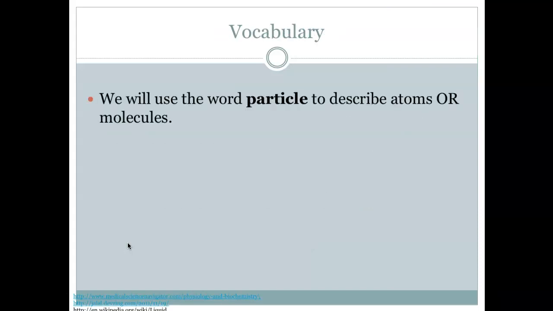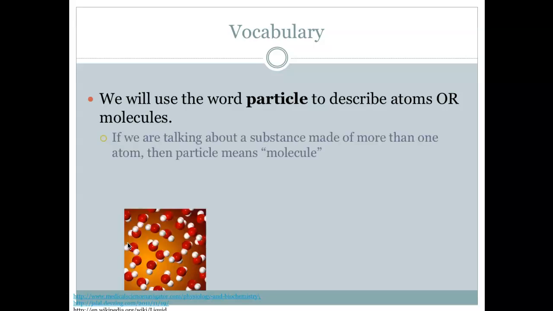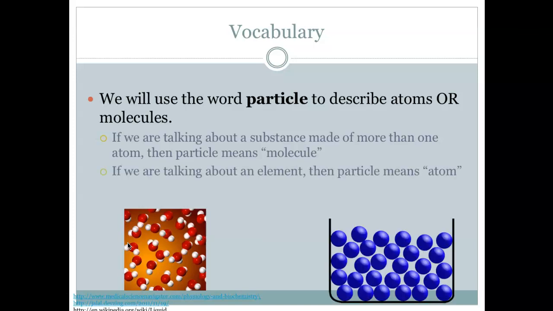Before we start doing calculations, let's talk a little bit about vocabulary. Recall that we use the word particle to describe atoms or molecules. You'll hear particle in a lot of the questions in this video. If we're talking about a substance made of more than one atom, then particle refers to molecules. So if we're talking about particles of water, we're referring to water molecules. If we're talking about an element, then particle refers to atoms. So if we're talking about how much carbon is in a sample, we're talking about atoms of carbon.